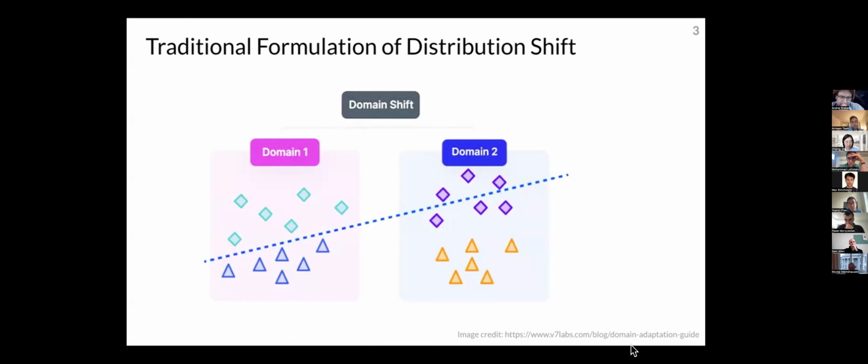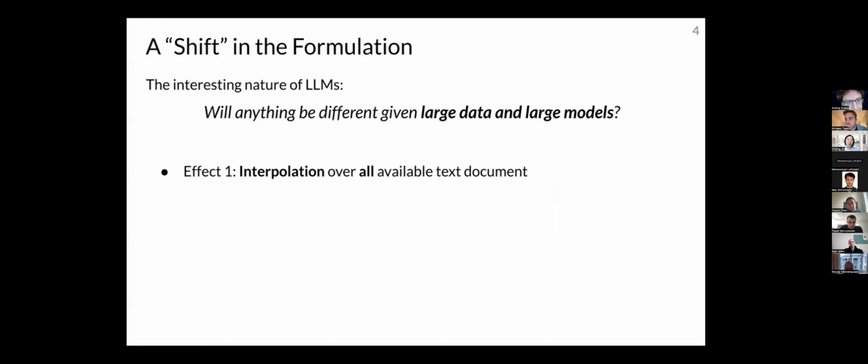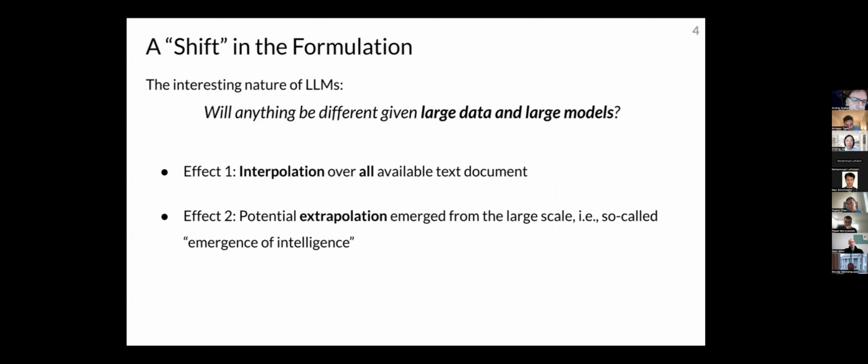So briefly, as already introduced in our first talk, the traditional formulation of distribution shift is that in the training domain, we have data conforming to a certain distribution, and then we're thinking about how to make the best use of inductive bias or different constraints so that it could generalize better in the other domain. A shift in the formulation in the era of large language models is mainly about whether anything will be different given such large data and such large model size. Specifically, one emerging phenomenon is that the approach of LLMs is to increase the source domain to include all the available text documents, and then the power of interpolation will naturally grow. The second effect is whether there will be potential extrapolation emerging from such large scale, which is the so-called emergence of intelligence.